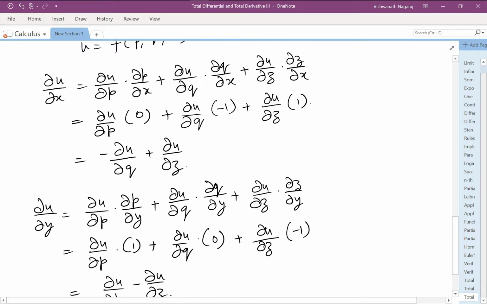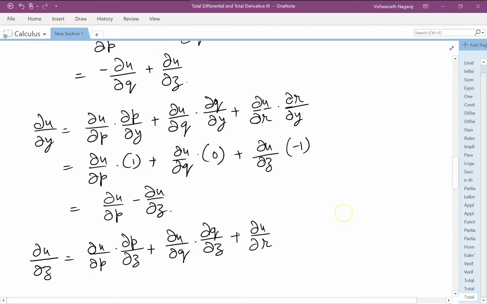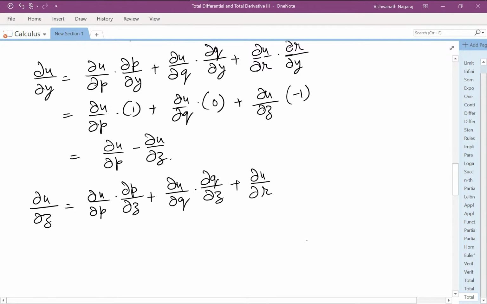I've been making a mistake. This should be r, this should be r, and this should be r. Okay, p, q, r. So this will be r. So ∂r/∂z.